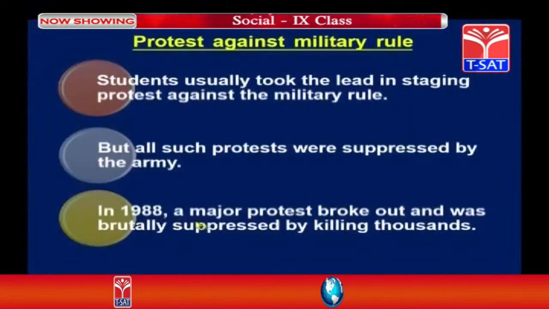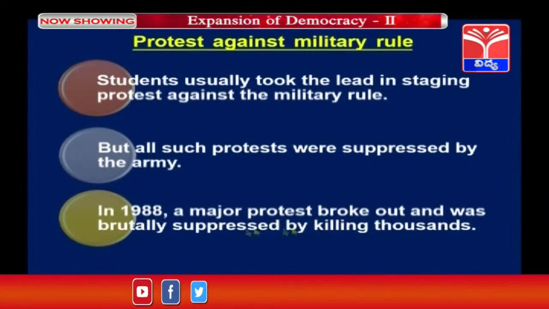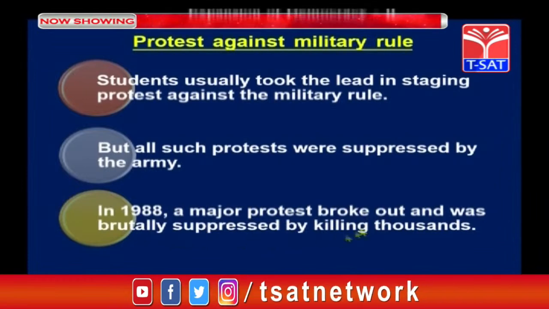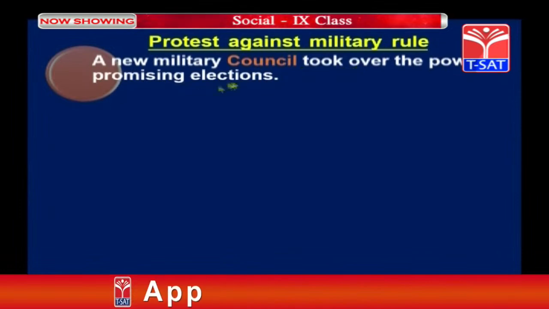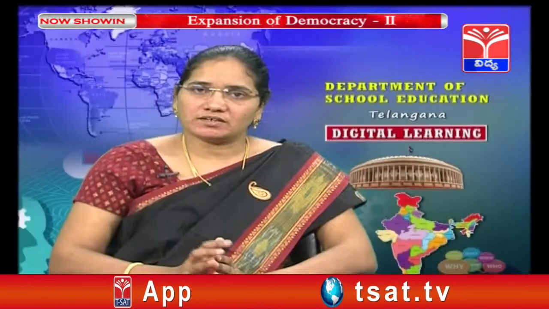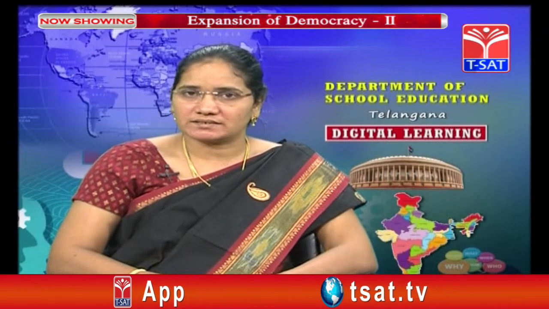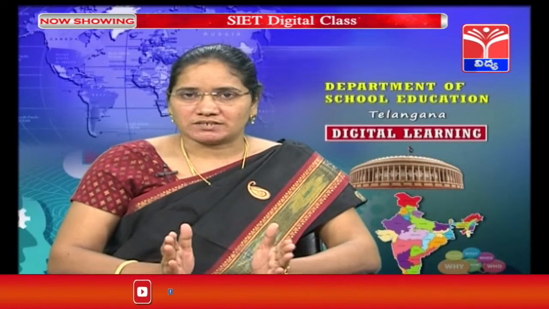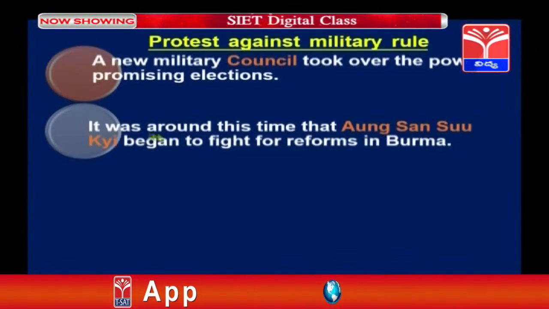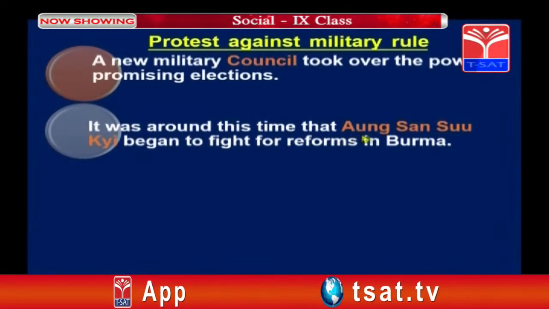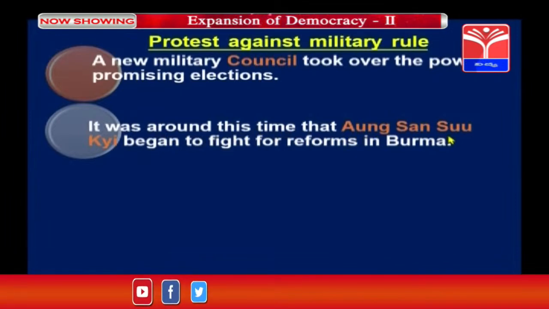In 1988, a major protest broke out and was brutally suppressed by killing thousands of people. A new military council took over the power, promising elections. So after all these rebellion and protest against the government, there was a small change. A new military council was formed to rule the country, promising that they will conduct the elections. And it was around this time that Aung San Suu Kyi began to fight for reforms in Burma.